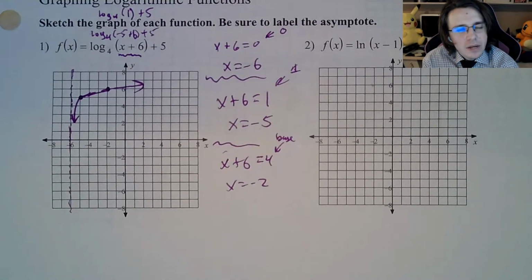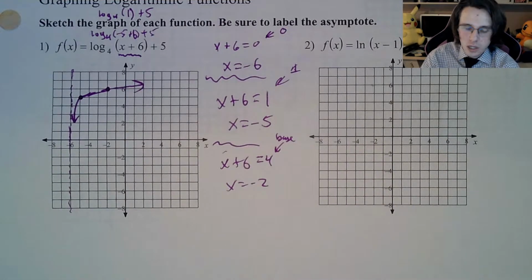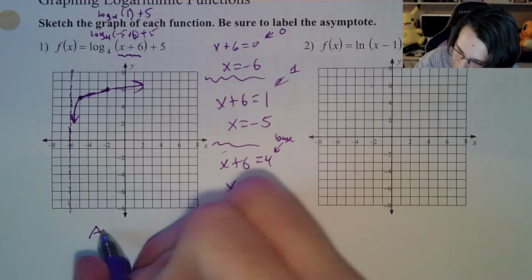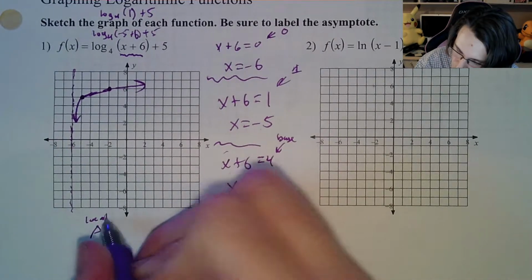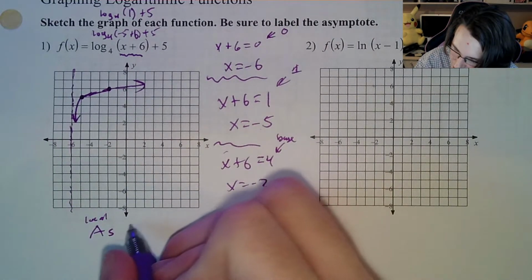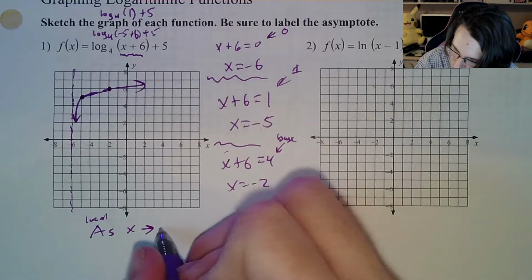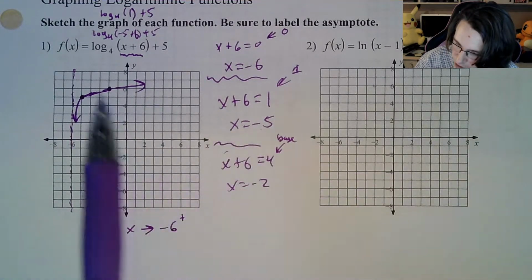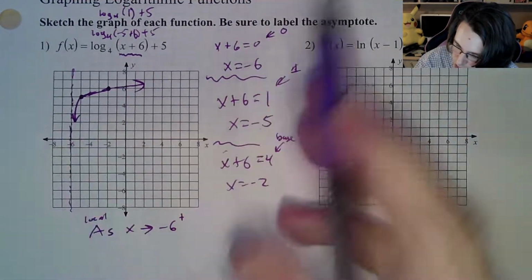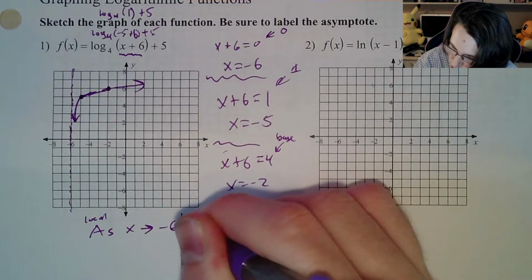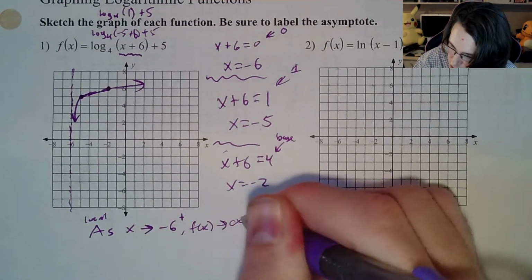If you wanted to be a little bit extra, I didn't put it as directions in the homework, but if you want to be a little bit extra, you can add that local behavior. The local behavior says as x approaches -6 from the right hand side, it's that asymptote value, we would say f of x approaches infinity, or negative infinity.